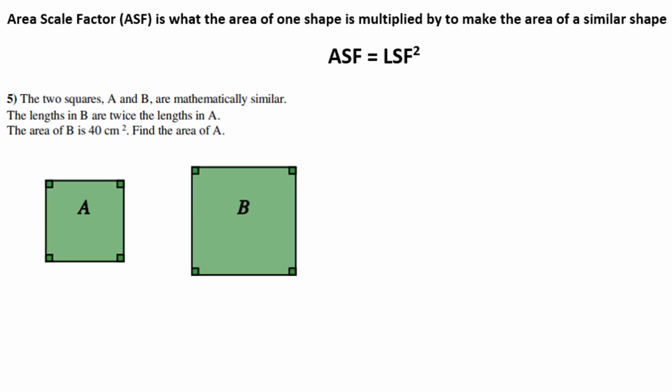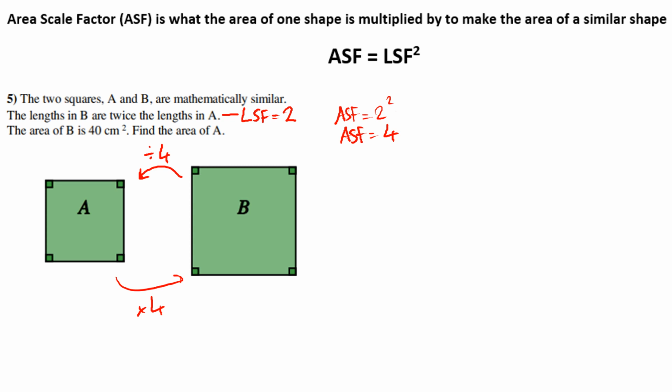Mathematically similar, lengths in B are twice the lengths in A. So again, we're saying LSF equals 2. And because of that, we can say ASF is 2 squared, ASF is 4. The areas are being multiplied by 4. So to get from the small shape to the big shape, we times by 4. To go backwards, we divide by 4.